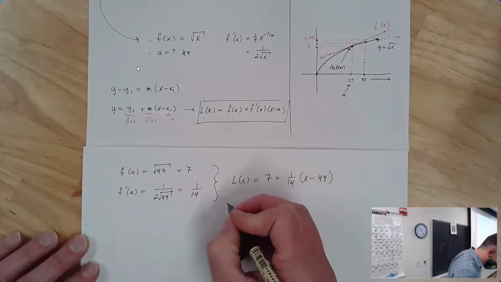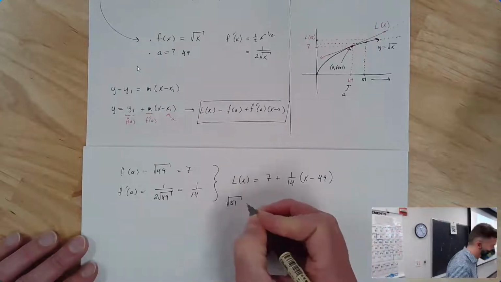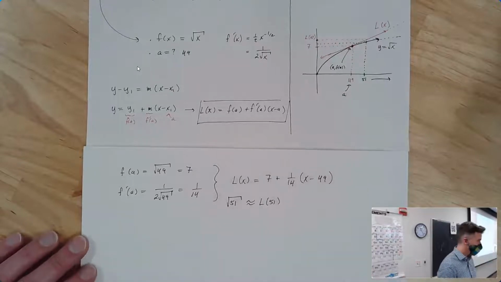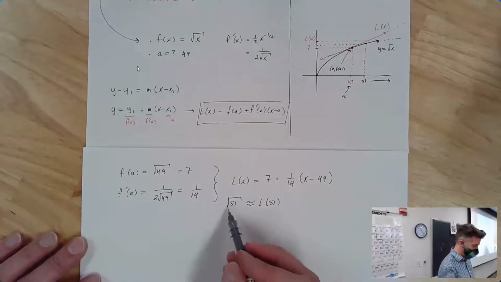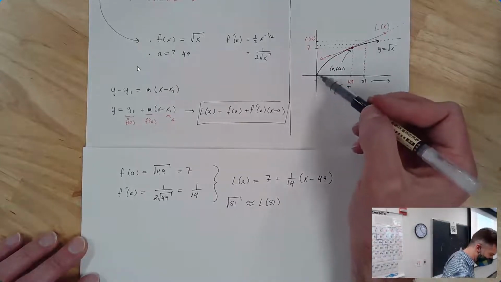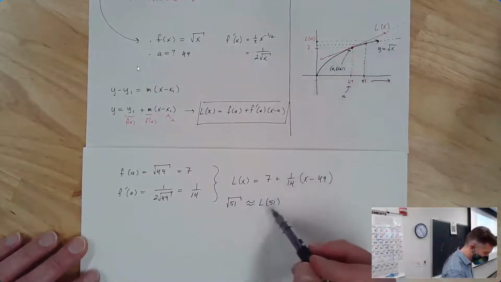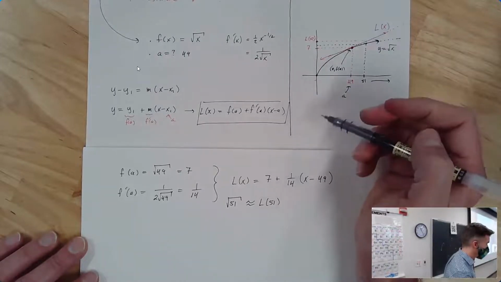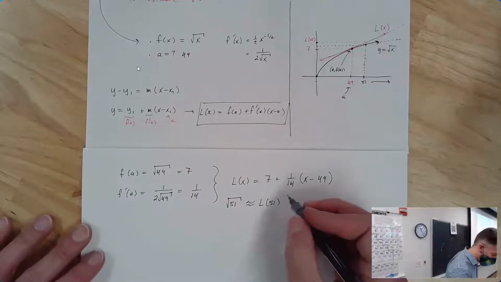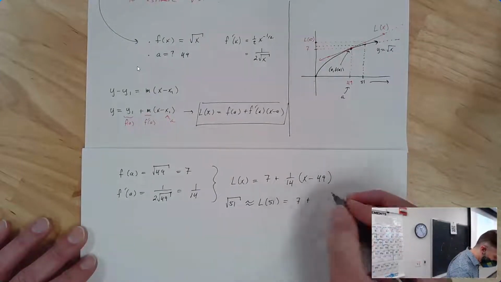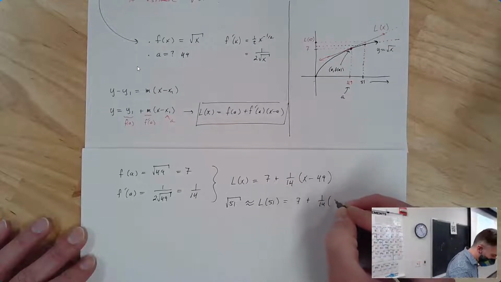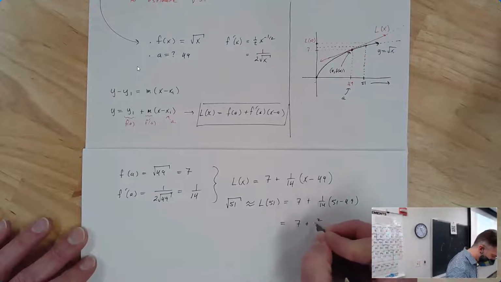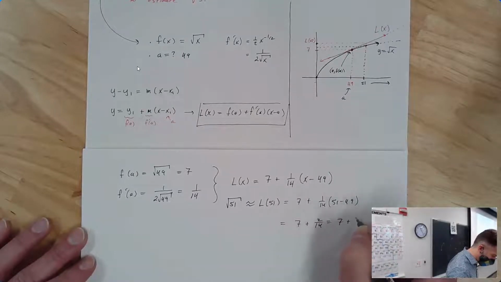So I'm going to approximate the square root of 51 with the linearization at 51. The square root of 51 is what you get when you plug it into the actual black function here, and L of 51 is what you get when you plug it into the red line here. They're pretty close to each other. Let's see what we get. This is going to be 7 plus 1/14 times 51 minus 49, which is 7 plus 2/14, which is 7 plus 1/7.